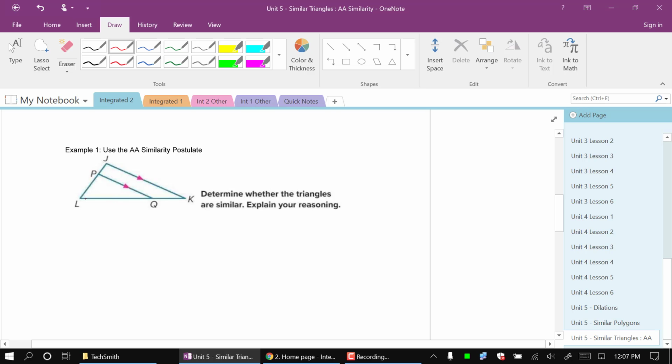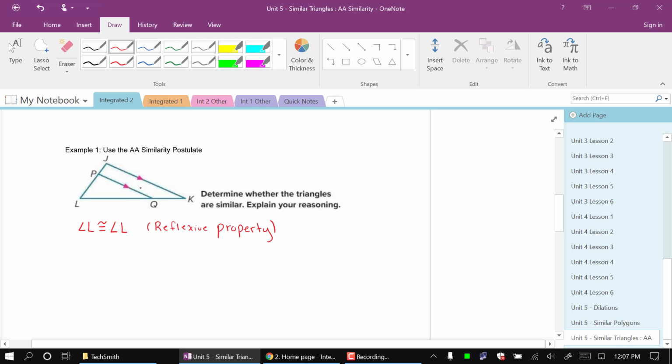If I look at it right off the bat, the first triangle is triangle LJK. The second triangle is triangle LPQ. I notice that both of them share the same angle of L. So we have that angle L is congruent to angle L. And for the reason, we'll get a little fancy here. This is the reflexive property. One angle down, one more angle to go.